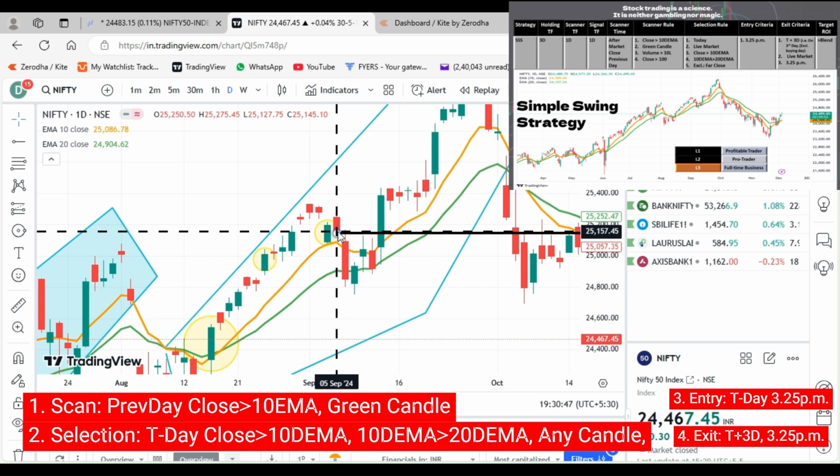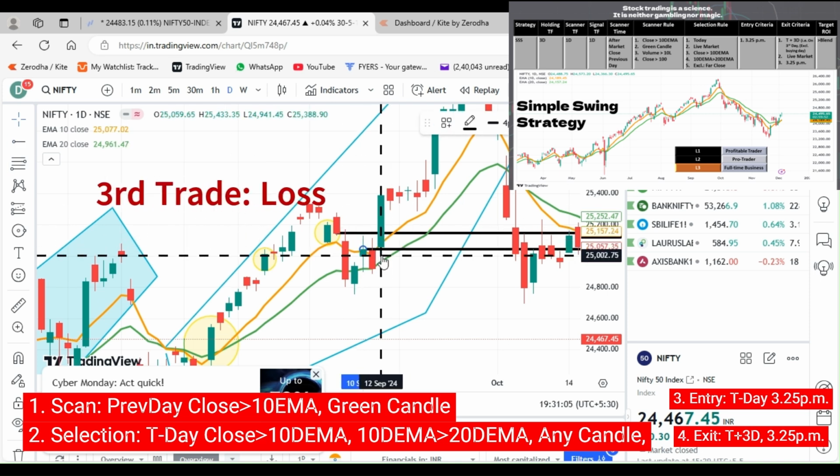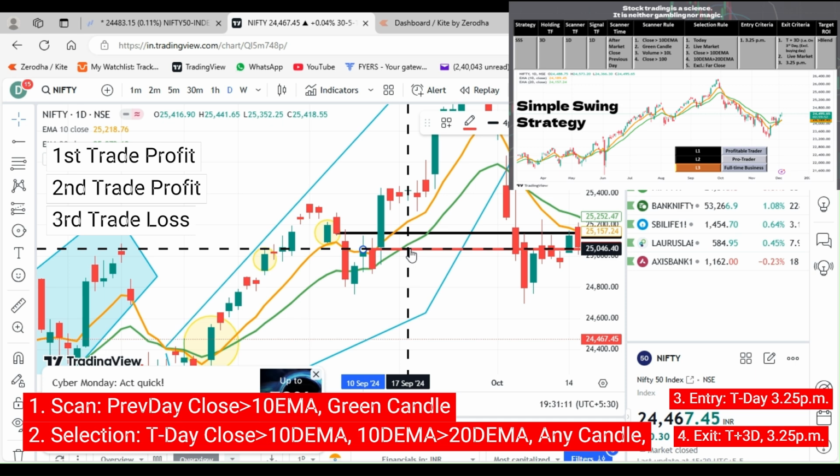Now the interesting thing is on the third day after this entry, 1, 2 and 3, 10th of September, the third day, at the closing time I'll exit. Now the closing price is this and this is lower than my buying price, so it's a loss for me. So the third trade is a loss. Now coming to the fourth trade of the same leg.